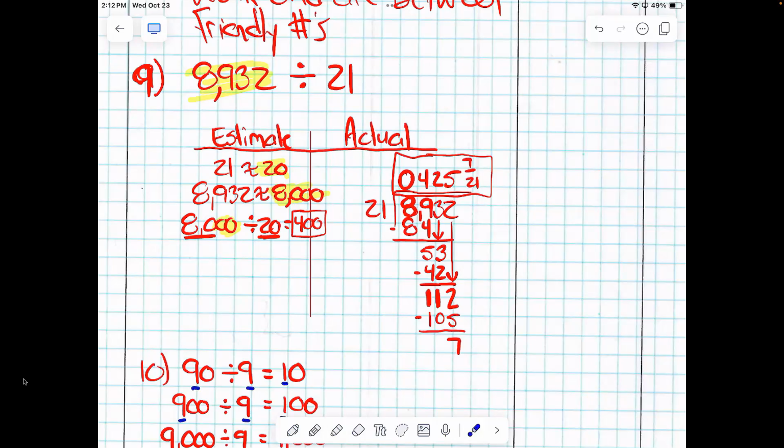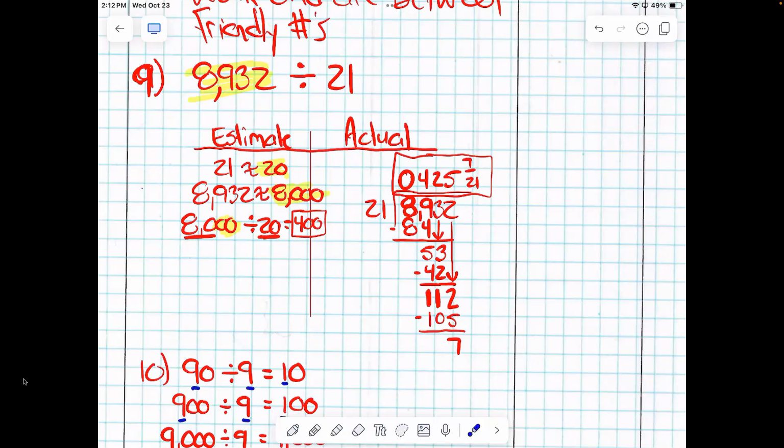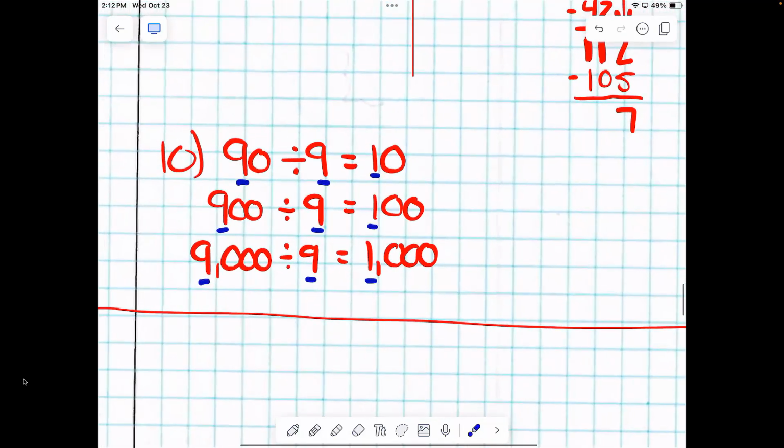Yes. And the reason we moved it to 8,000 is because, can you count by 20s? Yes. Go, count. 20, 40, 60, 80. Stop. Are 20 and 80 easy numbers? Yes. Does 20 go into 80? Yes. How many times? 4. How many zeros are left over? 2. So 400? Yes. Now, we solved it using our calculator because we have a 2-digit divisor, yeah? Yes. Is 425 and 7 over 21 close to 400? Yes.